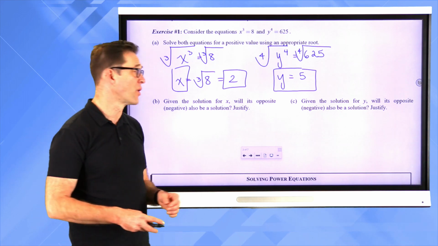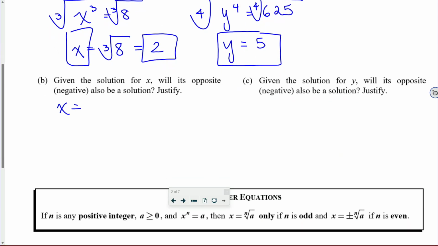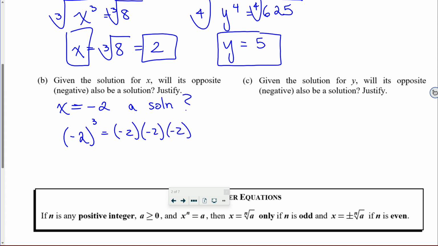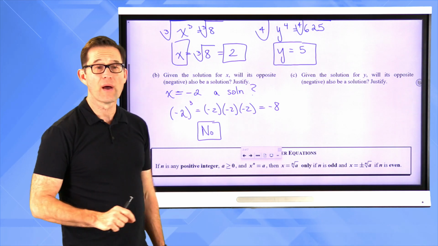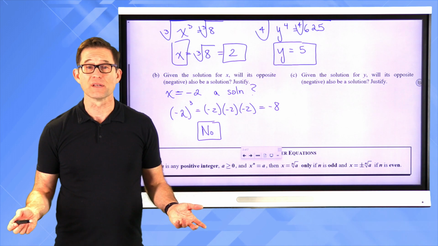Well, it's kind of simple. Is x equals negative 2 a solution? All I have to do is take negative 2 and cube it. That's negative 2 times negative 2 times negative 2, which is equal to negative 8. So no. I'm looking for a number that when cubed gives me 8, and negative 2 doesn't.